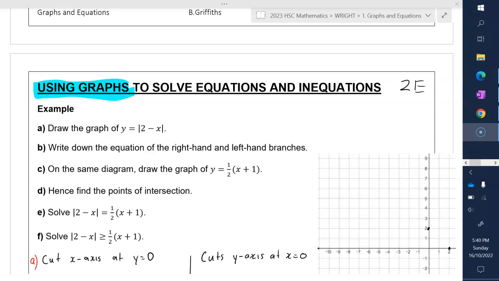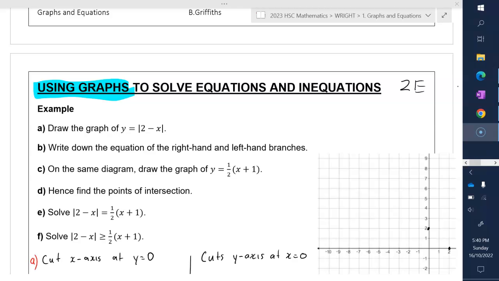Hi Year 12. We are looking at the next topic in our Cambridge textbook, which relates to 2E. It's called Using Graphs to Solve Equations and Inequations. You've had a little go at this before. It's kind of a simultaneous equation really, which you're quite familiar with.